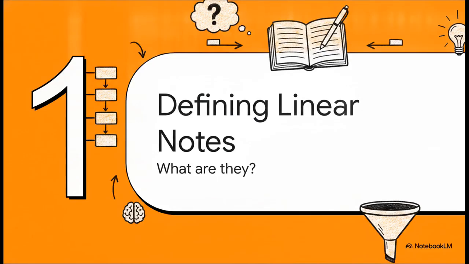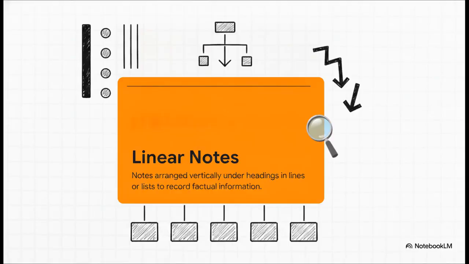What are they? So the absolutely crucial point here is verticality. Linear notes cascade down your page under clear headings using lines or lists. You're still just writing ordinary text. No complicated mind maps or elaborate drawings required here. But you are using the actual formatting of that text, things like underlining and spacing, to explicitly show how the information is organized. They're absolutely brilliant for recording factual information in a very logical, top-down sequence.